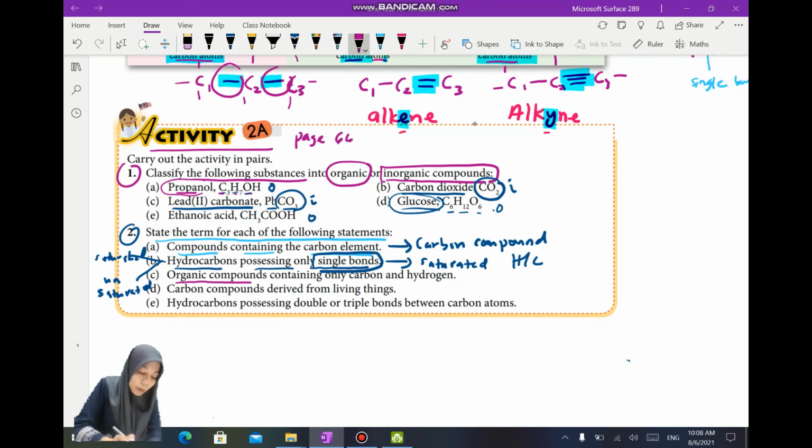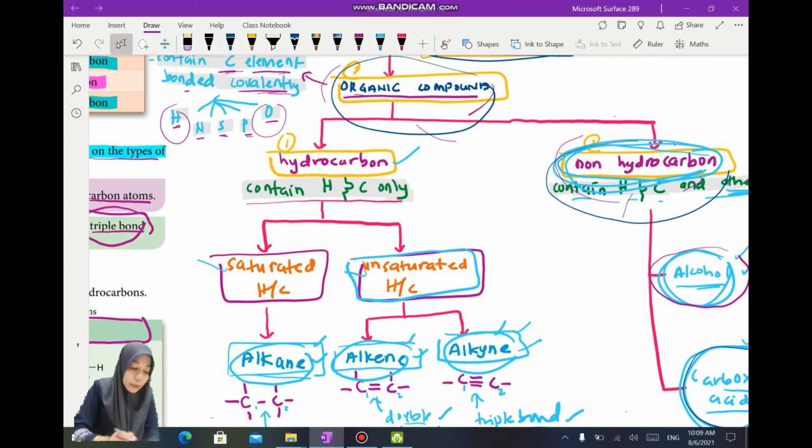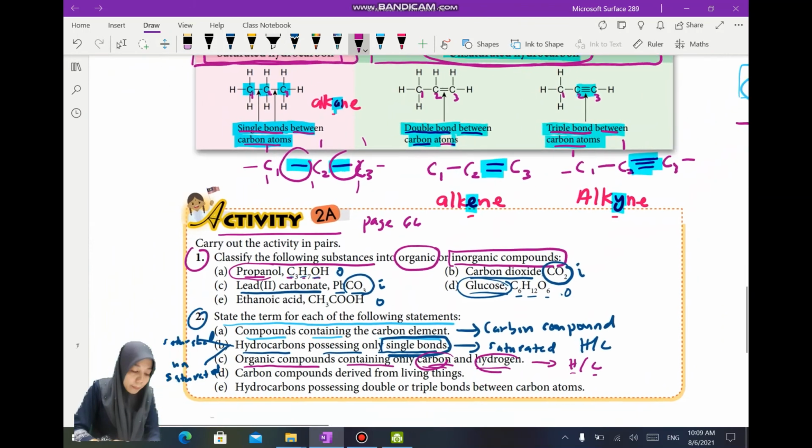And then organic compound containing only carbon and hydrogen. Ada carbon and hydrogen sahaja. Apa dia? Hydrocarbon. HC kita buat hydrocarbon. So, senang nak ingat. Dia hanya mengandungi hydrogen and carbon sahaja. Kan organic compound tadi terbahagi kepada dua, hydrocarbon and non-hydrocarbon. So, yang mengandungi hydrogen and carbon only is hydrocarbon.